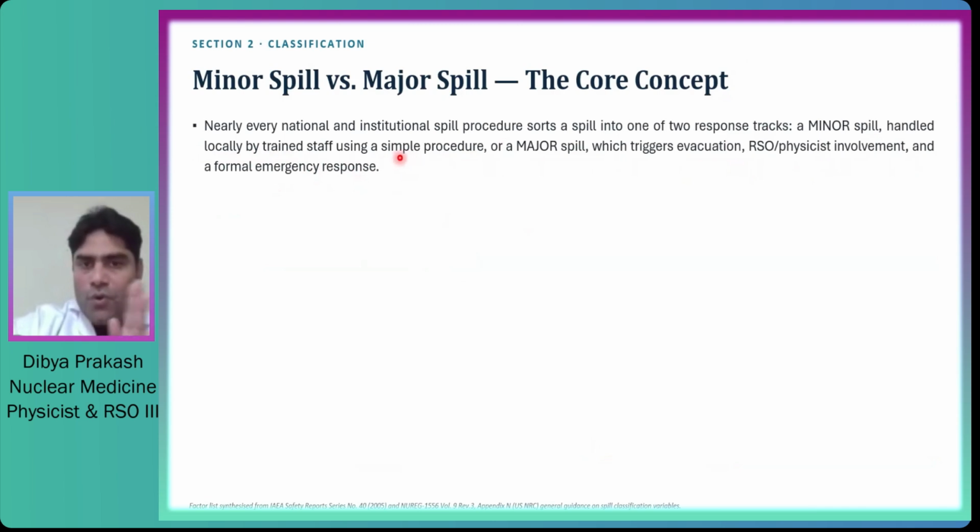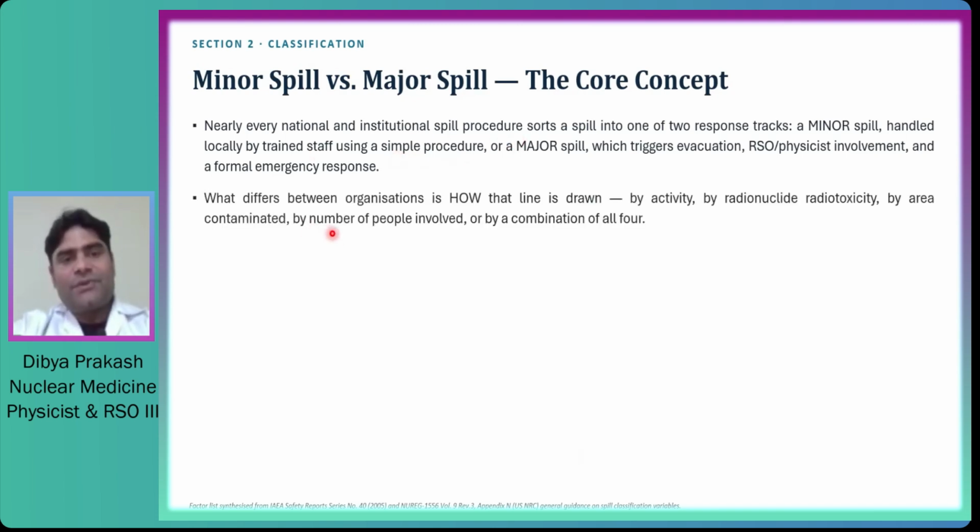So there are two concepts. They are always divided by all the national and international spill procedures. What differs between organizations is how that line is drawn. That means the definition of minor and major is defined in different ways by different authorities. It can be by the activity, by the radionuclide toxicity, by area contaminated, by number of people involved, or by a combination of all these four. This decision of minor spill or major spill can be taken accordingly.